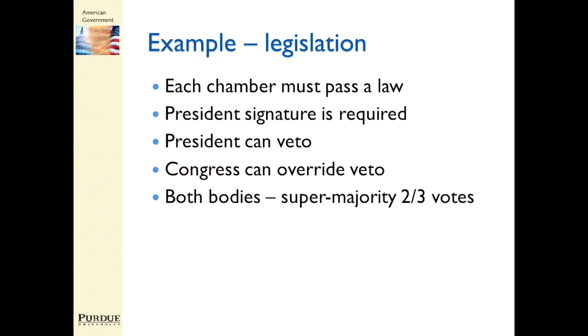Another example is legislation. Each chamber must pass a law in identical form. The president must sign the legislation or can veto the legislation. And when the president vetoes the legislation, it's returned to the Congress, and the Congress can override the veto. But in order to do that, it needs a 2/3 vote in both chambers, a high barrier, but nonetheless a check on the president, who is in turn a check on the Congress. So that's a very good example of how the checks and balances work.